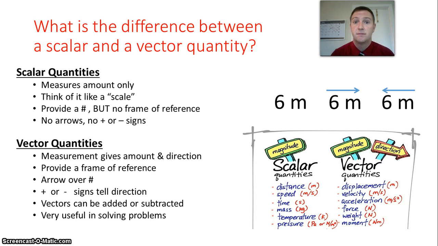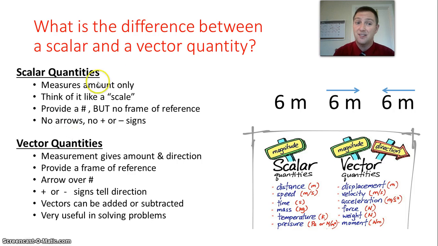First big idea: scalar and vector quantities. What are they? What's the difference between them? Well, we take measurements, right? Measurements describe what we see in the world, especially in science. We want standardized measurements. Well, measurements come in two categories. You've got scalar quantities and vector quantities.